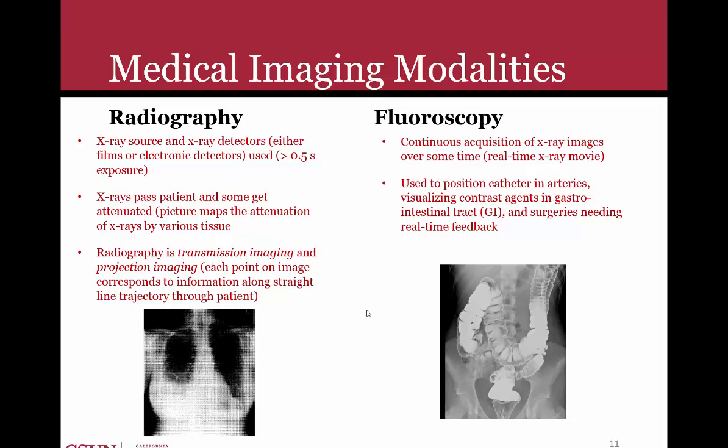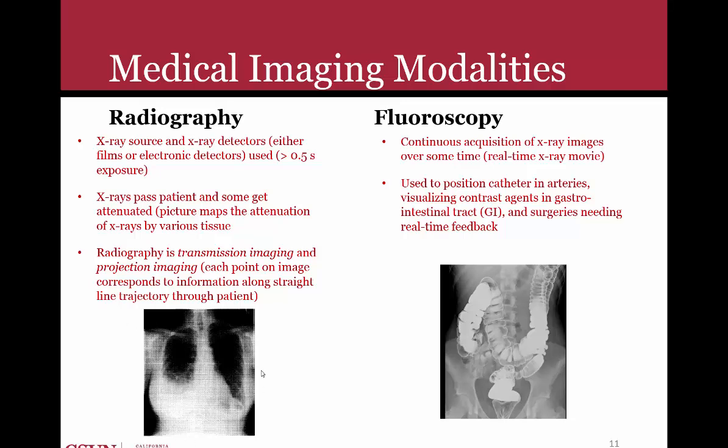So this is the type of imaging that's called transmission imaging, or projection imaging. We'll get to projection later. We're actually going to talk about how we can make an image from just a series of projections. The way this works is that each point on the image, like down here in this image of the lungs, each point corresponds to the information along a straight line through the patient.